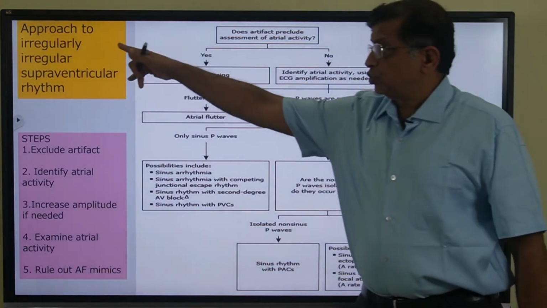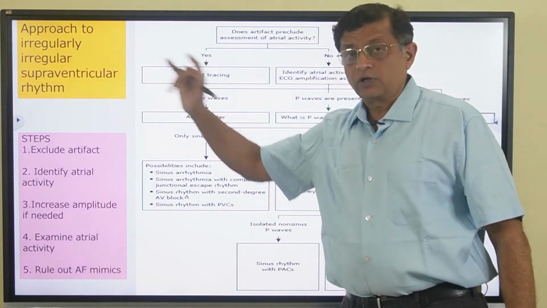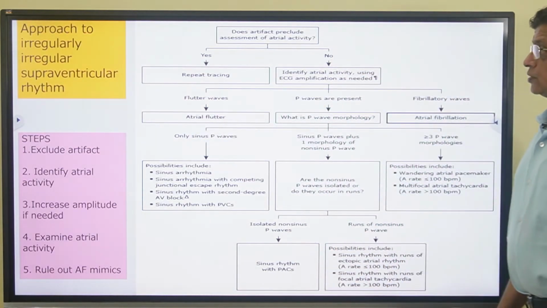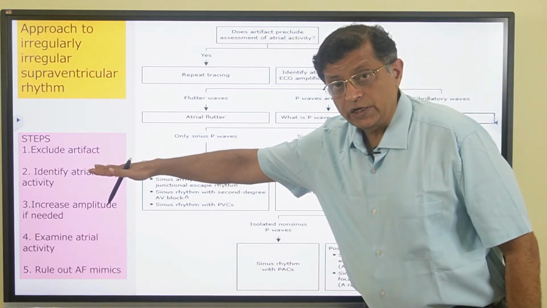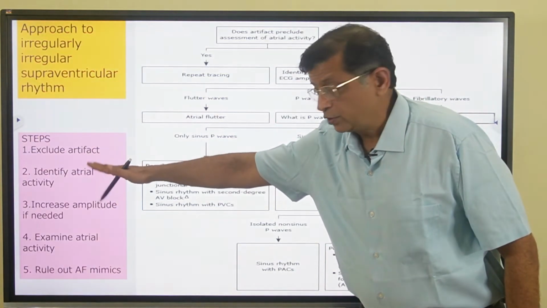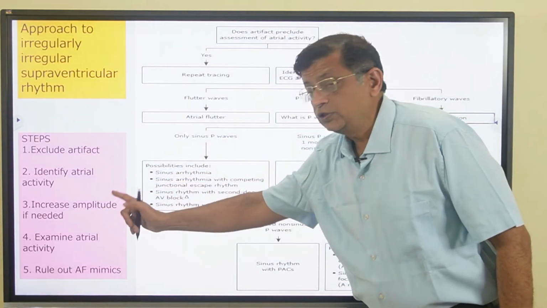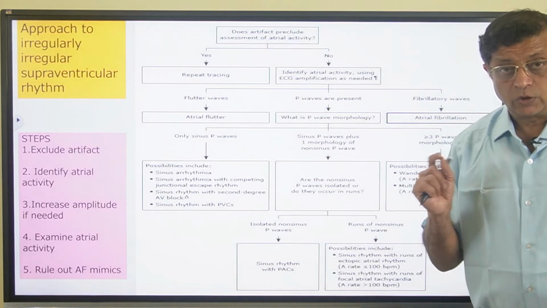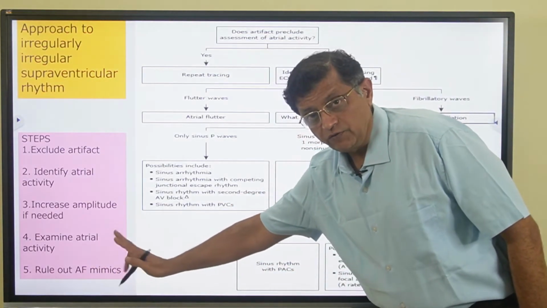So, what is the approach to an irregular supraventricular rhythm? First, you see whether the ECG is showing any artifact. If there is an artifact, you repeat. Then you identify the atrial activity. Then you increase the amplitude if the P waves are not very clear. Then examine the atrial activity and then rule out AF mimics.